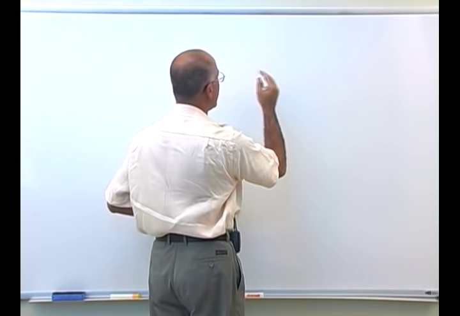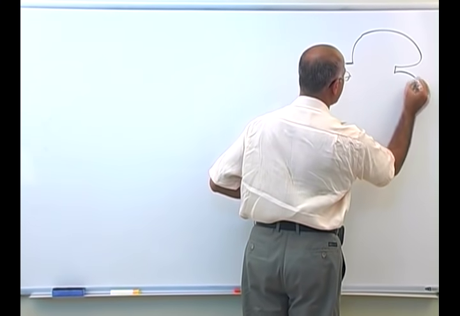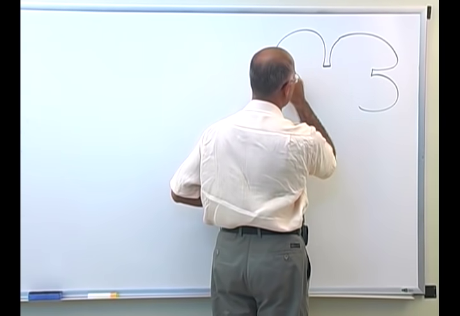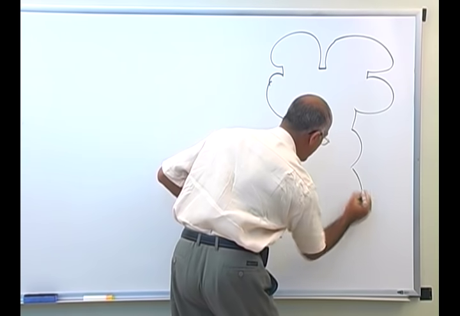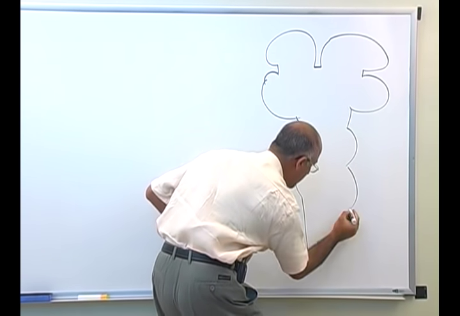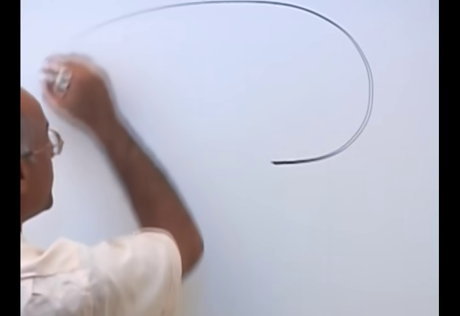I will draw one of the two sections of central nervous system: midbrain, pons, medulla, spinal cord, right? And one view I will draw from the side.